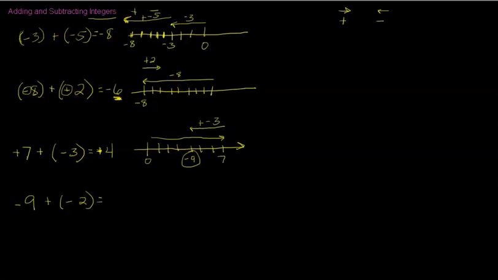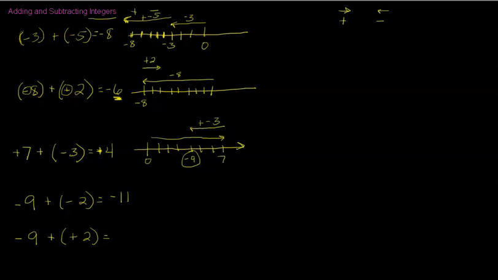Okay, so this one, we'd be at negative 9 on a number line, and then we'd add another negative 2, so this would be negative 11 because they're the same sign. Okay, now what about if we did negative 9 plus a positive 2?